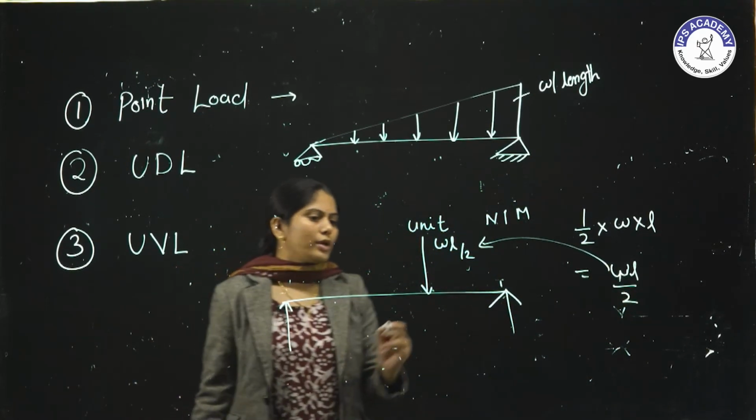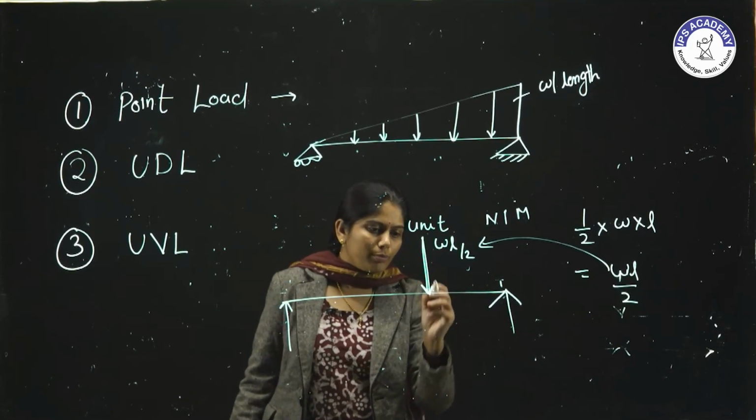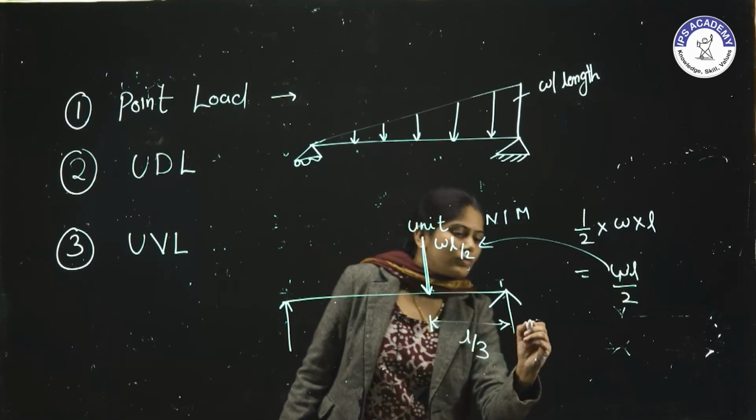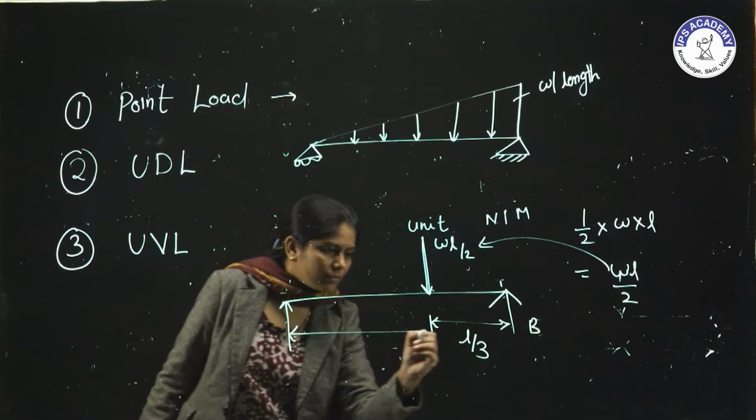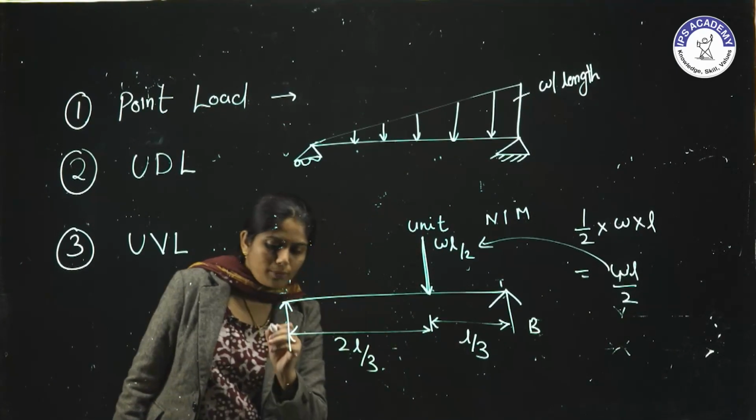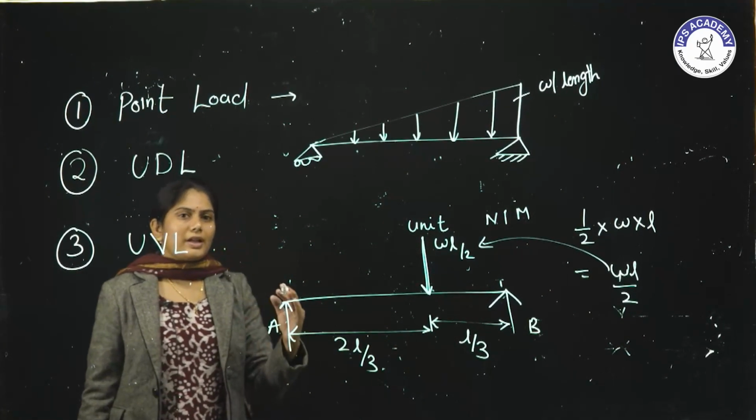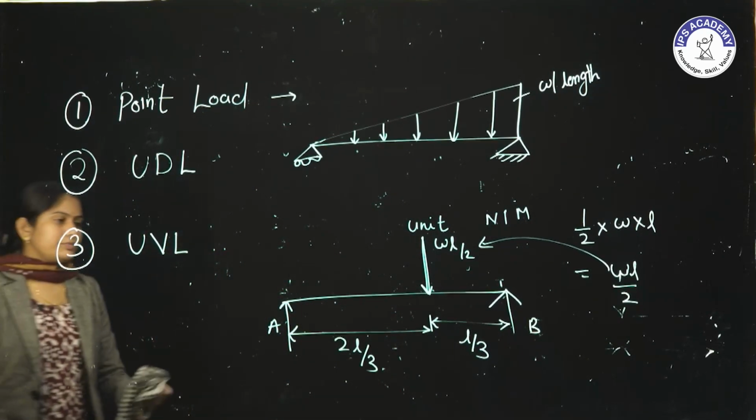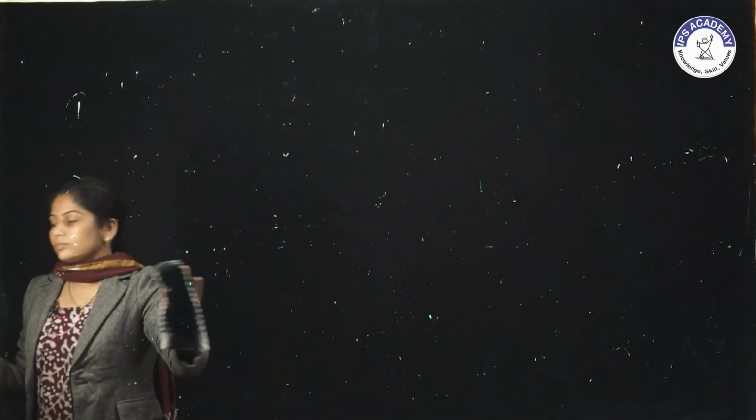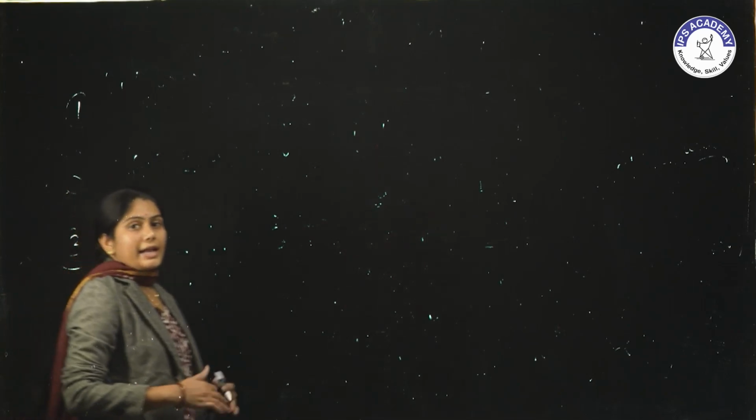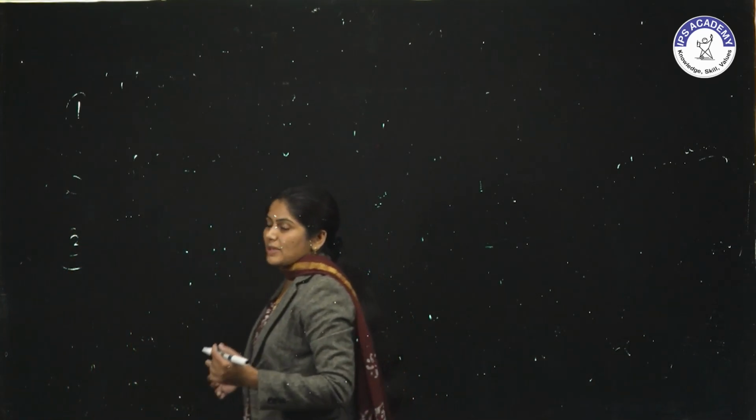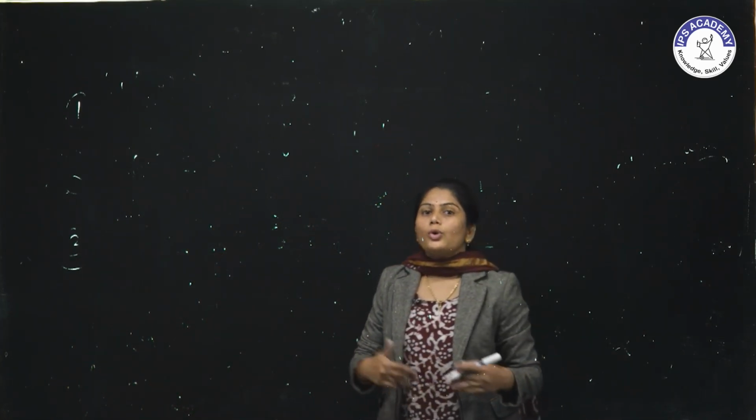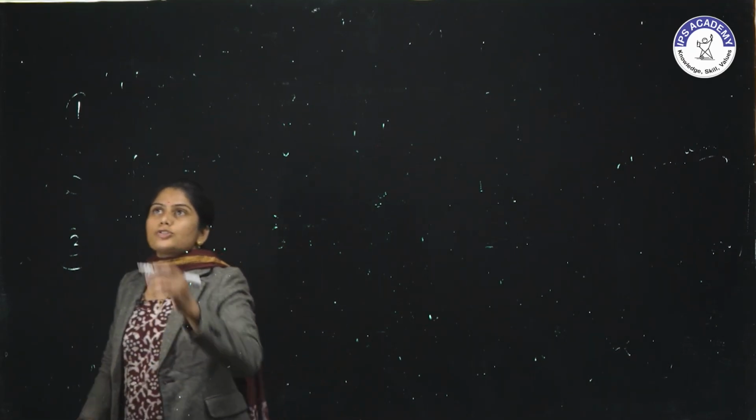Equivalent load diagram for UVL: WL by 2. It acts on the beam at L by 3 from end B and 2L by 3 from end A. This is the equivalent load diagram for UVL. Now types of beam. First type is simply supported beam, second one is cantilever beam, then continuous beam, overhanging beam and fixed beam.